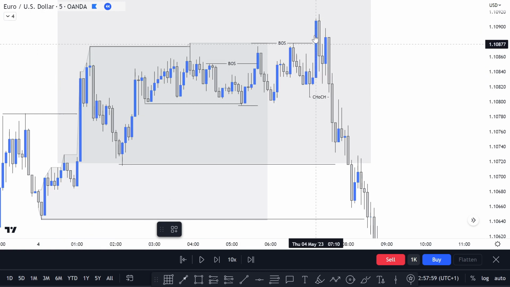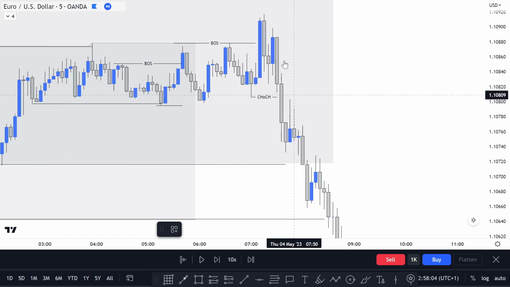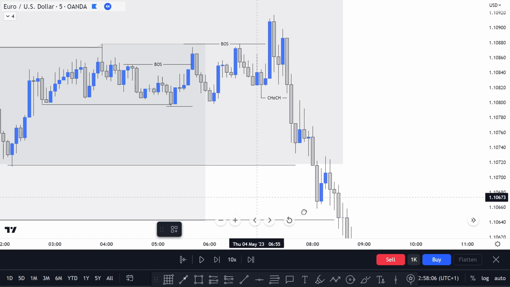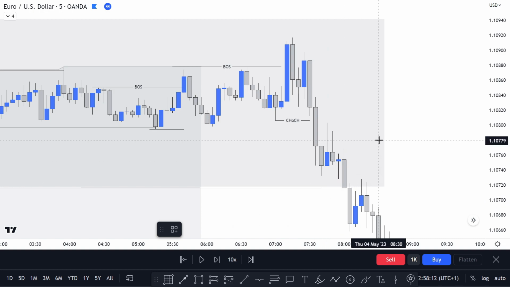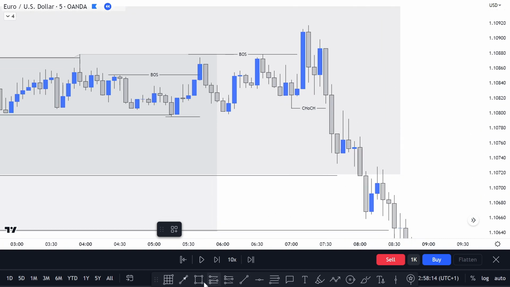Look at how huge that candle was, and look at how huge the change of character candle is. So this is one of the ways to identify that, okay, the smart money are actually involved in this. All right, so automatically, what can we see? We can see inefficiency. We saw inefficiency of price.